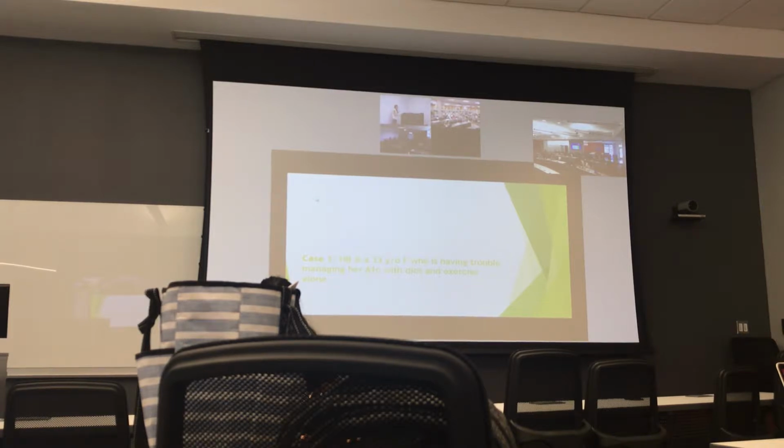So let's go over the cases. Our case, HB, is a 33-year-old female who's having trouble managing her A1C with diet and exercise alone. You'll have her past medical history, medications, and labs on your case. I'll just jump into the questions. She has a history of diabetes. What did y'all suggest for her diabetes?